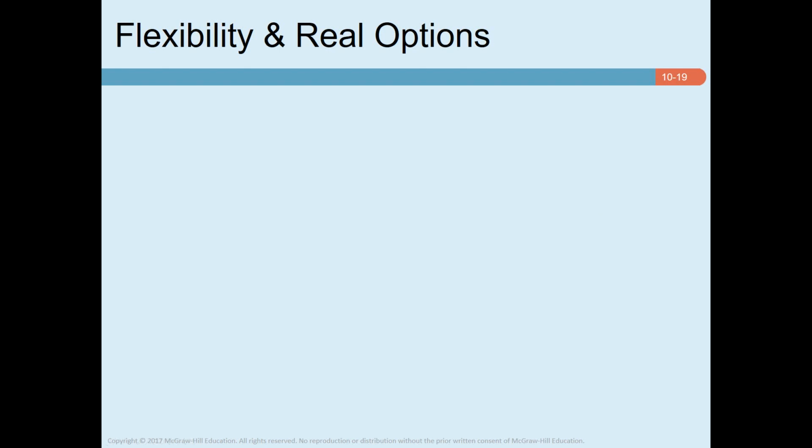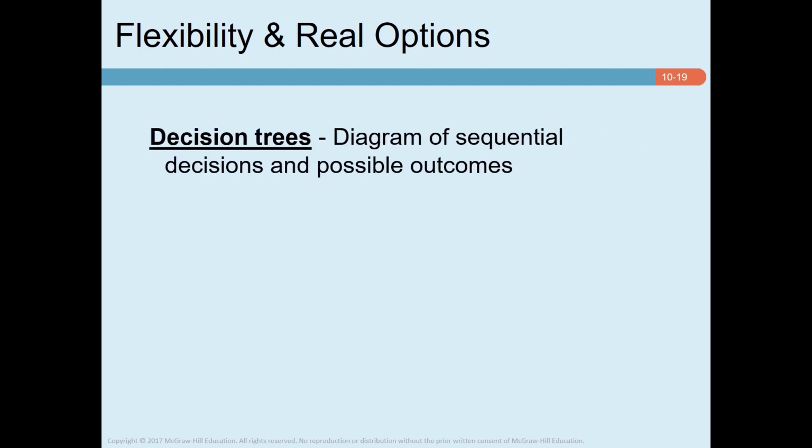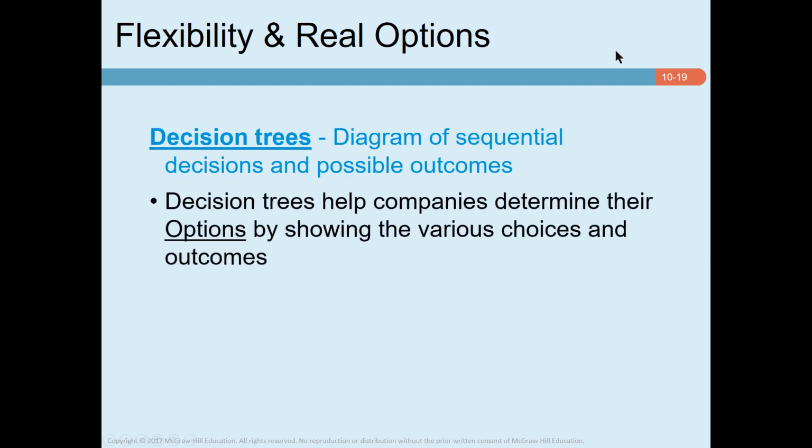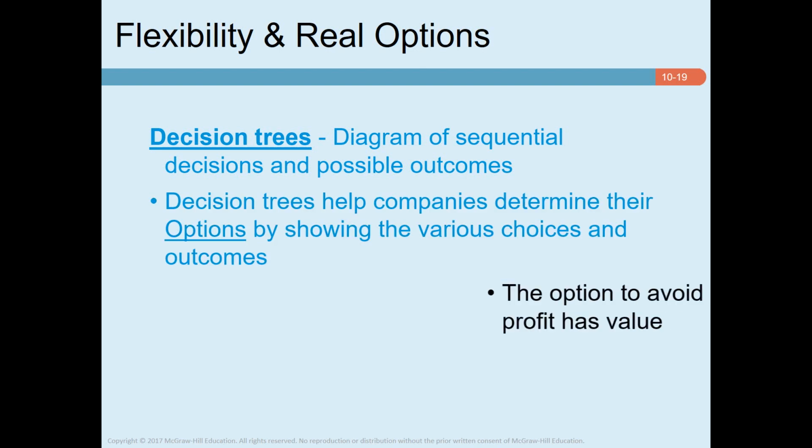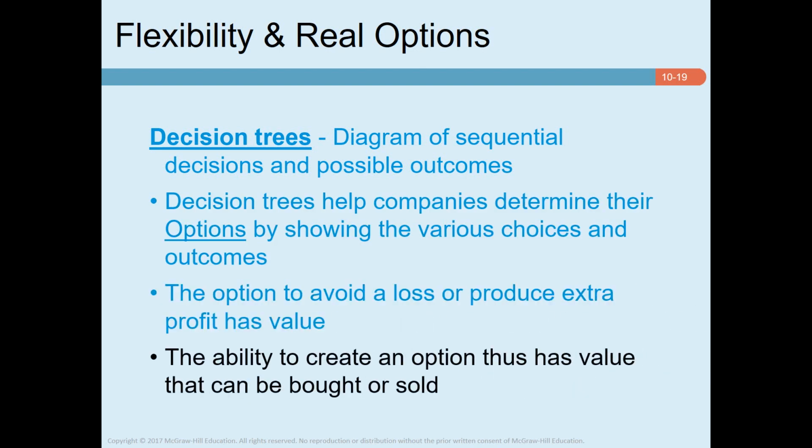So there are different ways we represent this flexibility. One can be a decision tree. In a decision tree, we prepare a sequence of the decisions associated with a project. Companies can be helped by understanding what the different choices are, what the different possible outcomes are, and what the impacts of these choices and outcomes are on calculating the project's NPV. So you can avoid extra losses as you consider all these possible choices and outcomes.